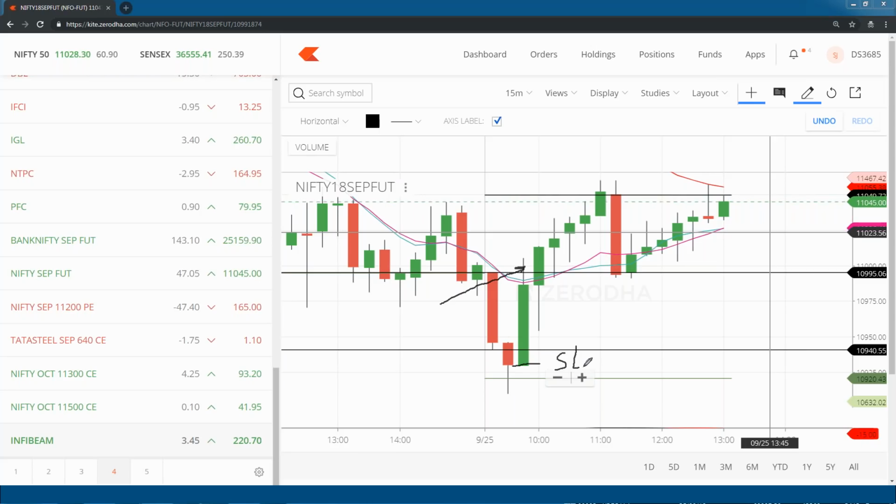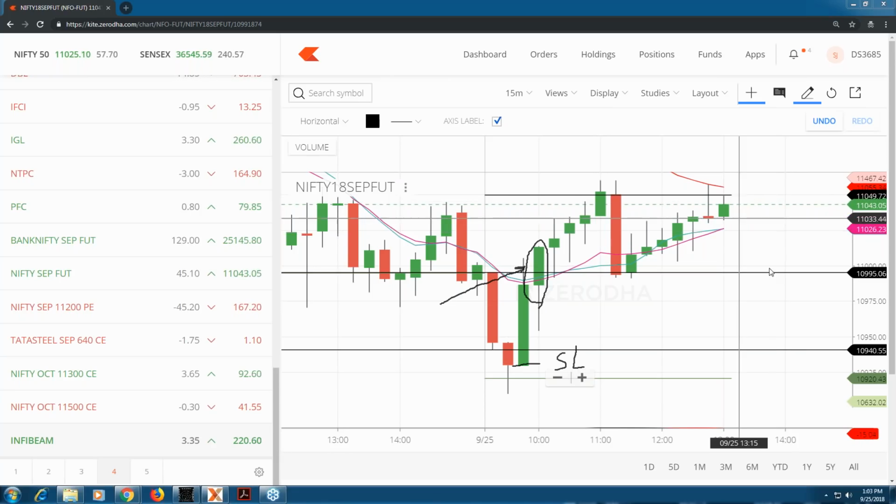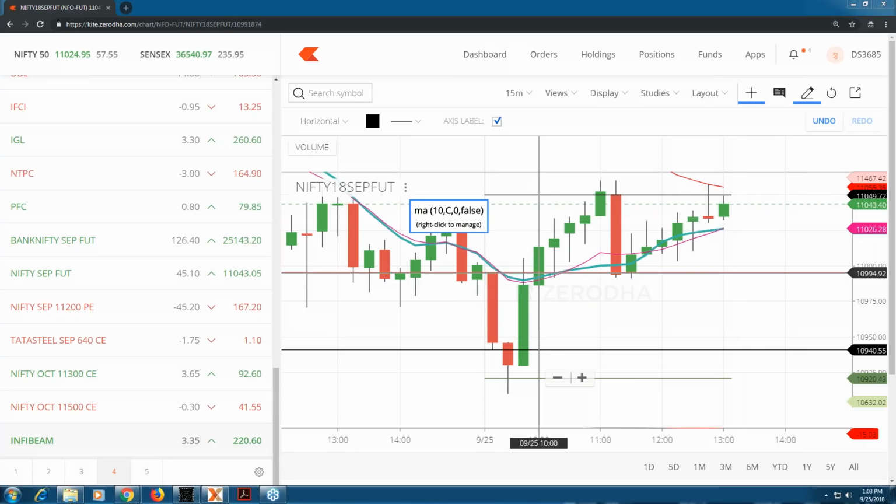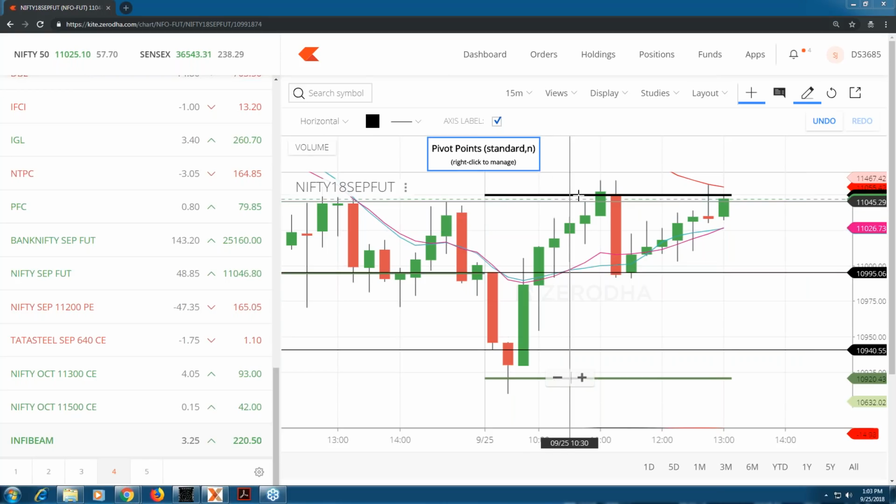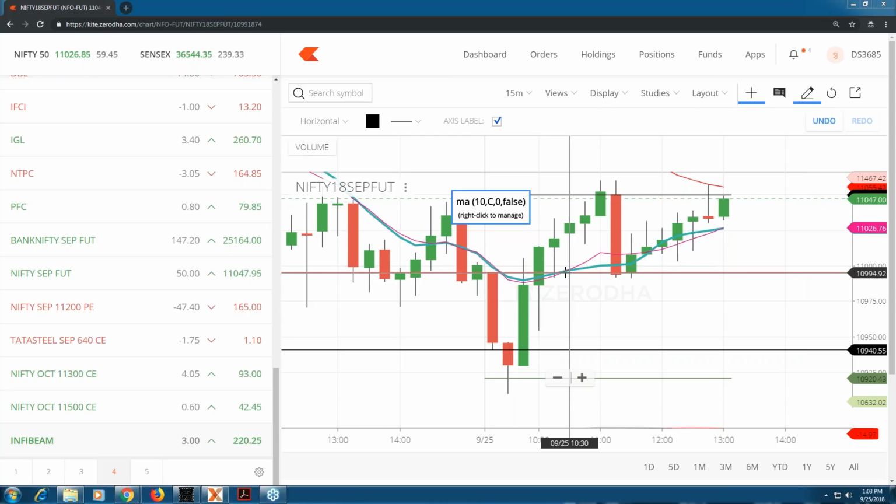Now, in the very next candle, we see that the boundary we have put for the morning range is broken with volume, right? Now the question comes: should I enter right now, or should I not enter? Now the thing is, from here, which is 10,995, what is the next resistance, and how do I see the resistance? I am looking at the resistance through the pivot point. That's one of my levels.